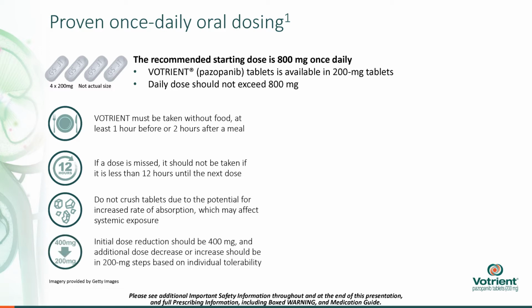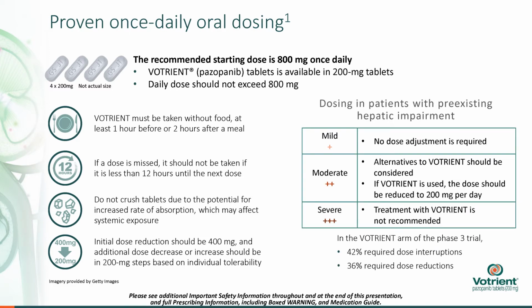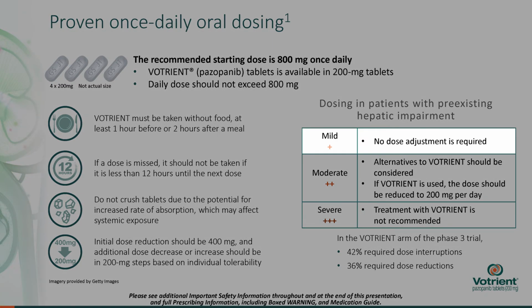Initial dose reduction should be to 400 mg, and additional dose increase or decrease should be in 200 mg steps based on individual tolerability. Modifications may be required in patients with pre-existing hepatic impairment. No dose adjustment is required in patients with mild hepatic impairment.